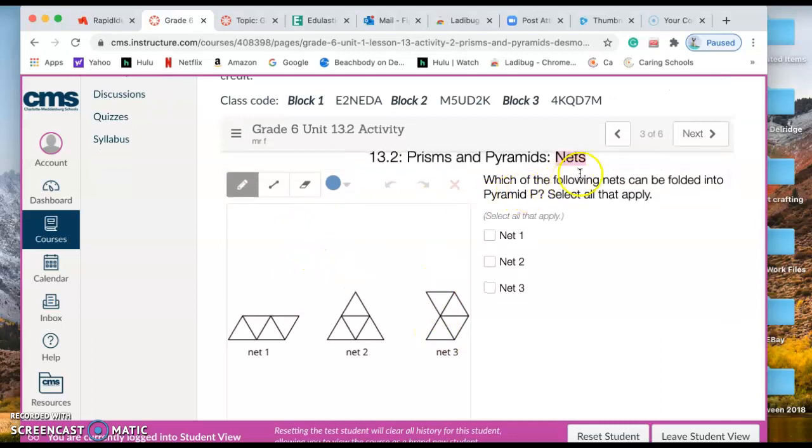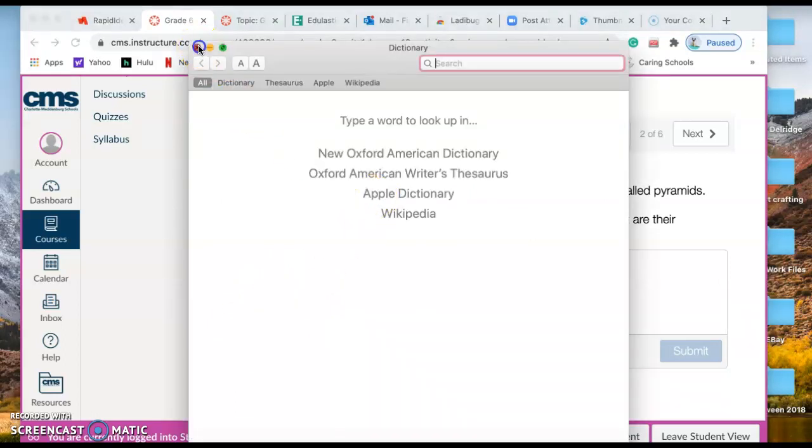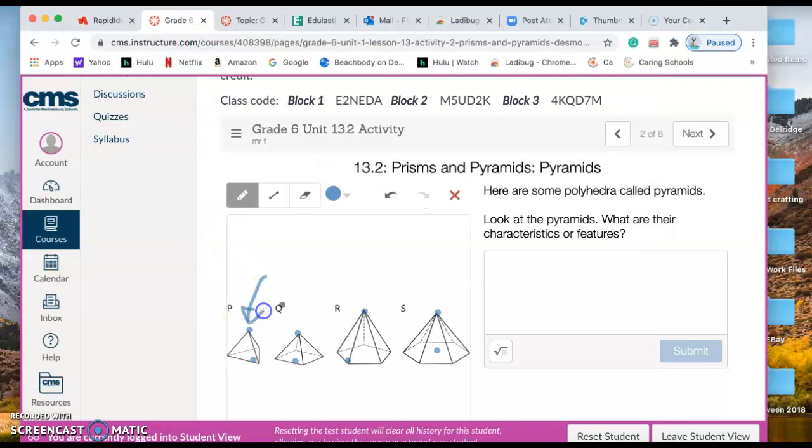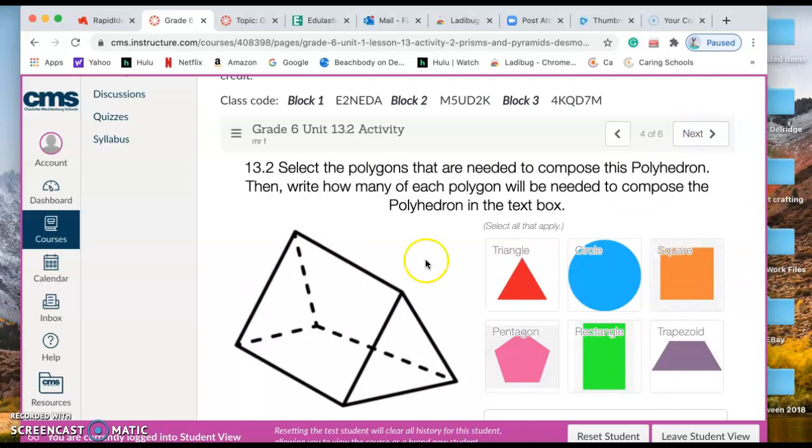And when they refer to pyramid P, they're talking about the previous problem. This guy right here, pyramid P. Whoops, and that's not going to work. So pyramid P is right here. That guy right there. Okay? So your job is to try to figure those out. Again, we're going to talk about this when we get to class, but I want to see how you guys would have done on that.